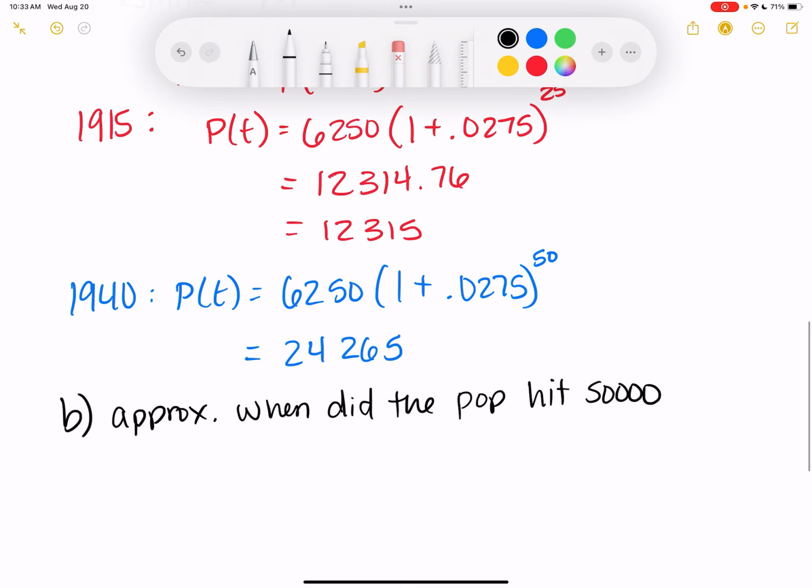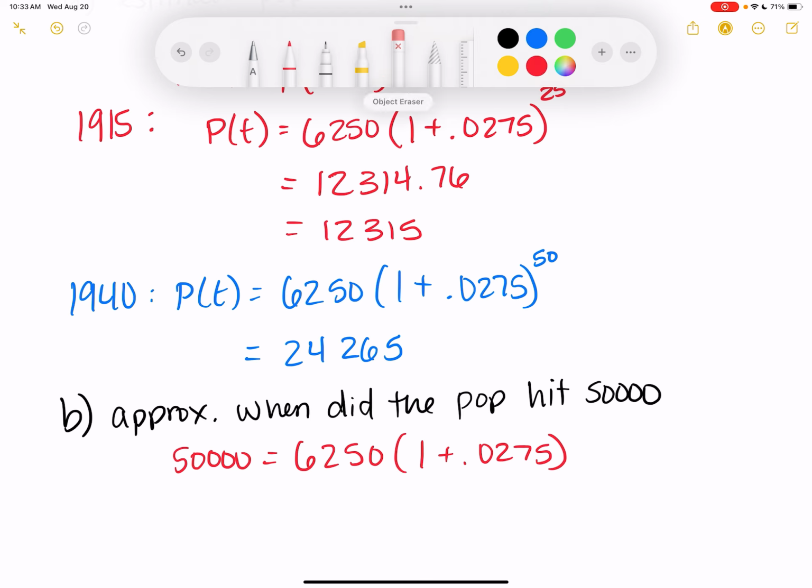So we'll replace P of T with 50,000, and then basically leave T blank, because I'm about to write it in there. And then obviously we can divide by that. We'll have to do a logarithm to solve it. So if we did the 50,000 divided by 6250, oh, that's nice. That actually is 8.